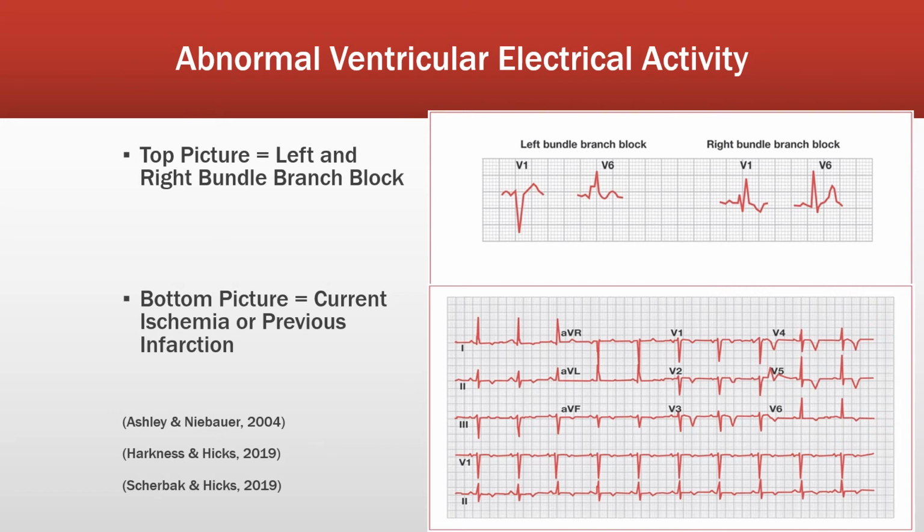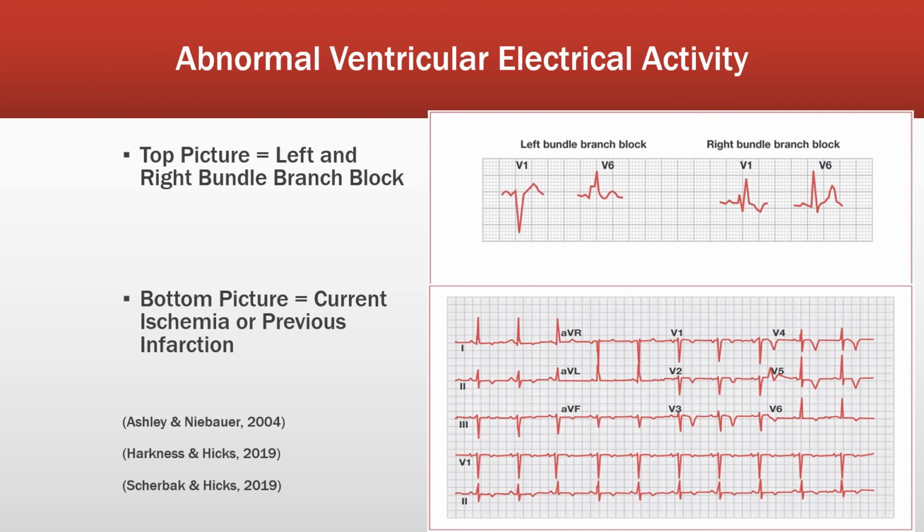A right bundle branch block is a slow, progressive, degenerative disease of the myocardium. With the interruption of the right bundle branch of the bundle of His, the left ventricle depolarizes first. Then after a slight delay, the right ventricle will depolarize.